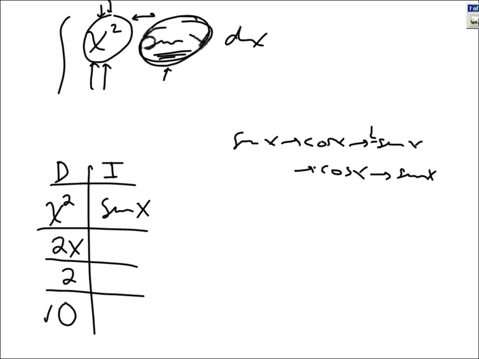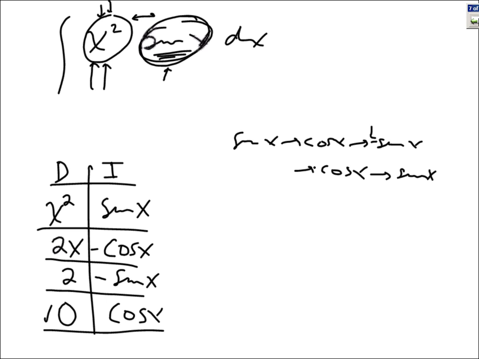In the next column on the integral, I put sine x. And I integrate it. The integral of sine x is negative cosine x. And the integral of negative cosine x is negative sine x. And the integral of negative sine x is cosine x. And I stop. That's where I stop.